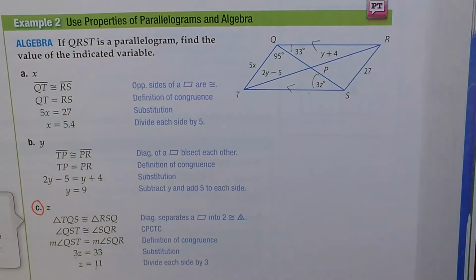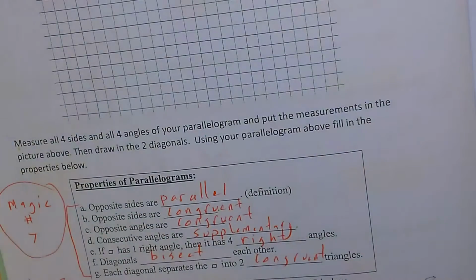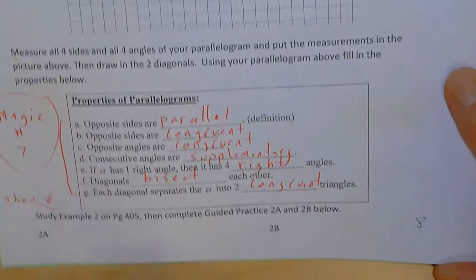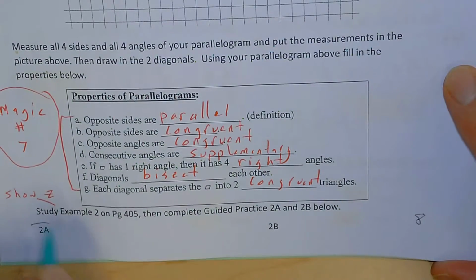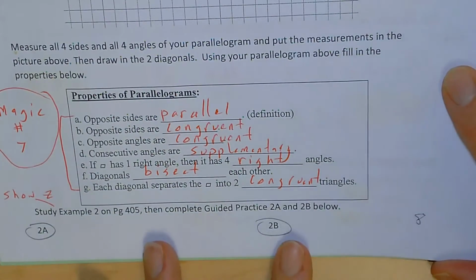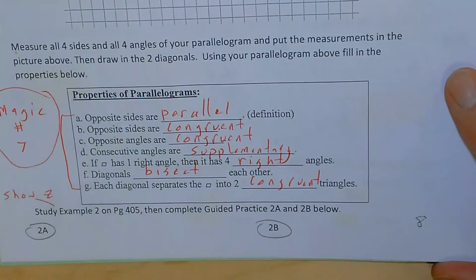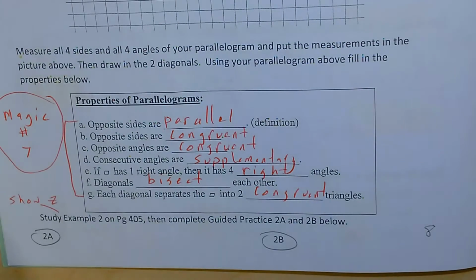Okay? Now, what's going to happen is after we get done with the notes, you're going to come back and try these two questions. So go ahead and just circle those. You'll try those two questions on page 405, and then you'll check your answers to those.